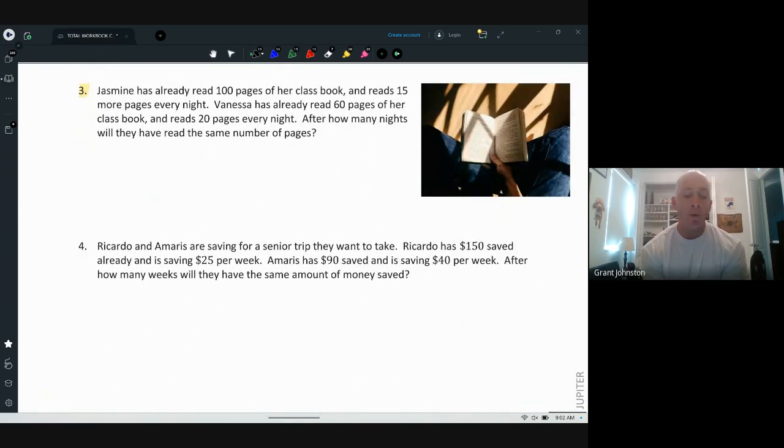Jasmine has already read 100 pages of her class book and reads 15 more pages every night. Vanessa has already read 60 pages of her class book and reads 20 pages every night. After how many nights will they have the same number of pages? Okay, so I'm going to make an expression for Jasmine and an expression for Vanessa, and we want to figure out when they're equal, so we're going to set them equal to each other.